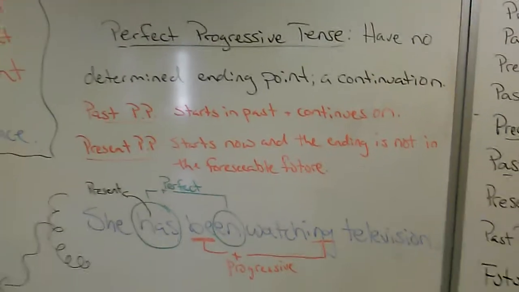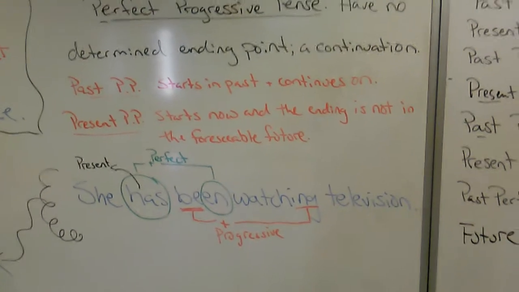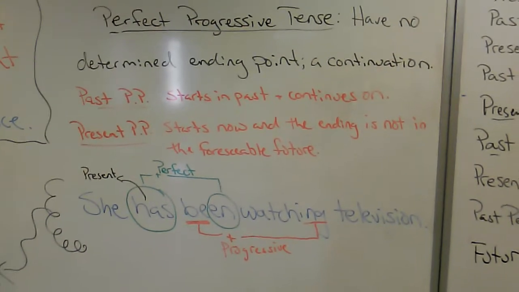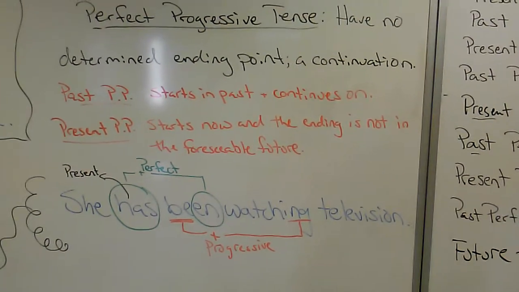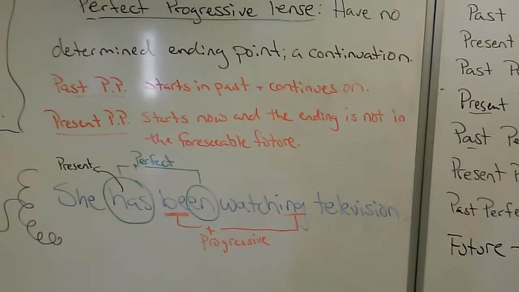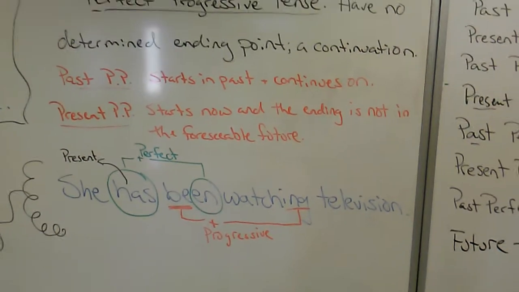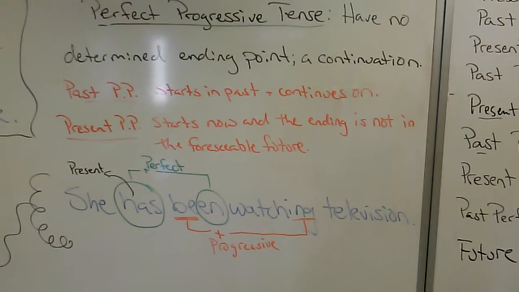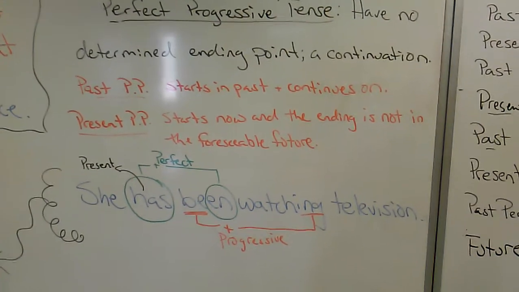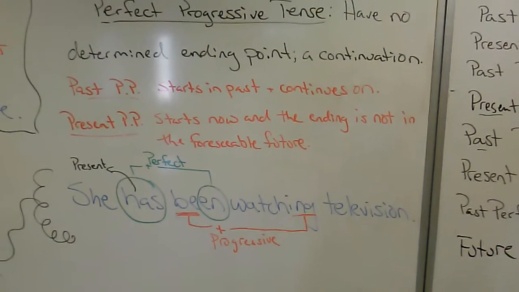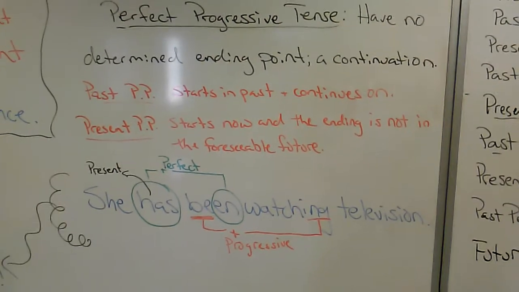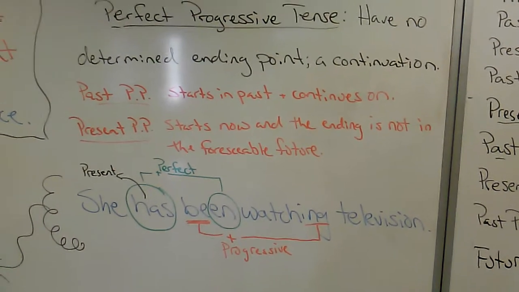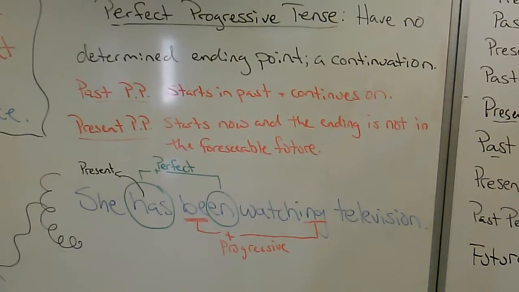Now, the way to write the perfect progressive tense is using the perfect and the progressive tense together. Go figure. The sentence I have is, she has been watching television. Now, guys, do I have the perfect tense there? Yes, I do. I have has plus ed. In this case, it's has and the ed form of be, which is been. So has plus the ed gives me the perfect tense. Do I have the progressive tense? Yes, be plus ing, be watching. So therefore, has been watching is the perfect progressive tense.